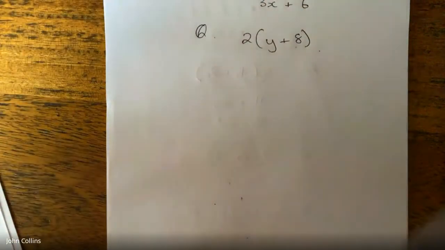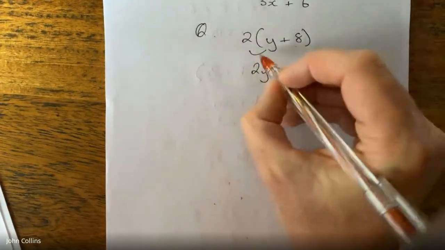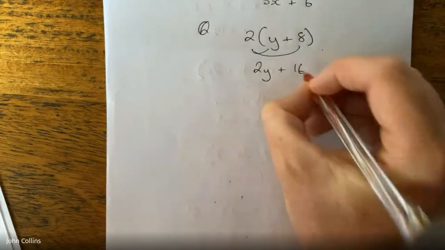Okay, another green level question. I'm going to release the first 3 people to get it right this time. 2 times y plus 8. I'm releasing the first 3 people to get it right, but I have to accept your first answer first. 2 times y is 2 y's. 2 times 8 is 16.